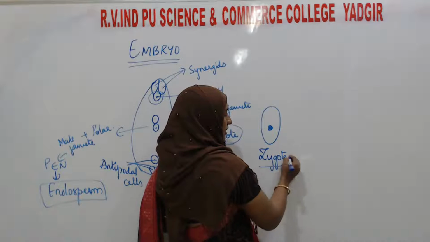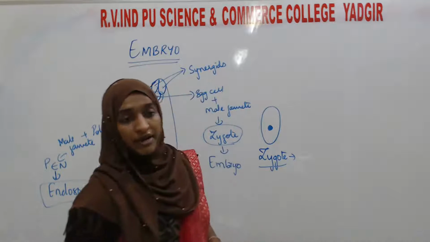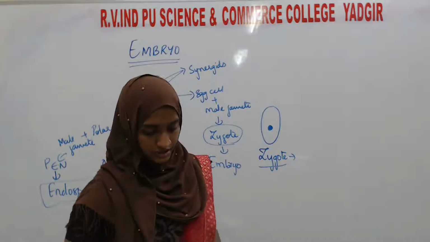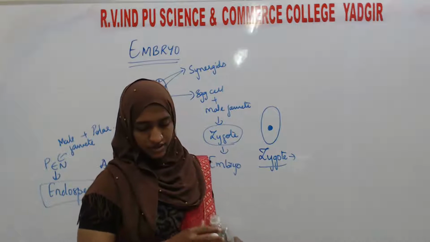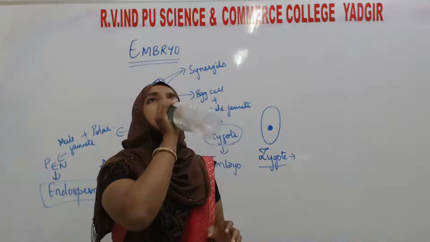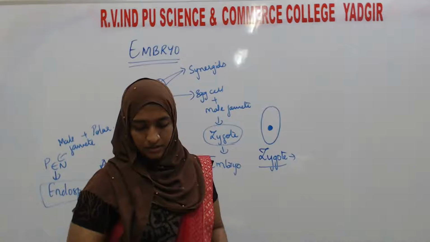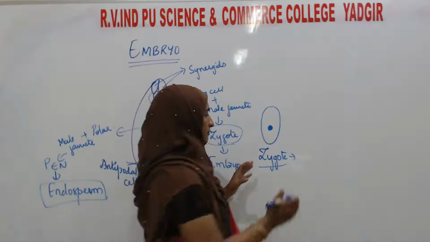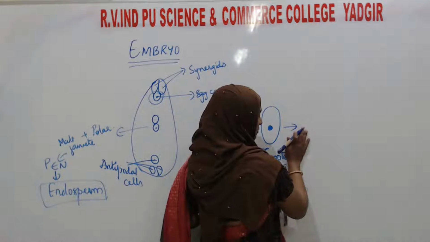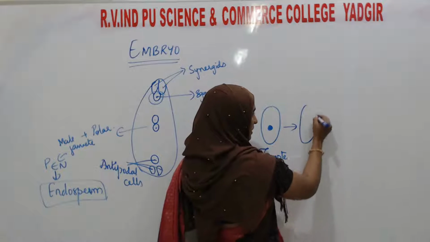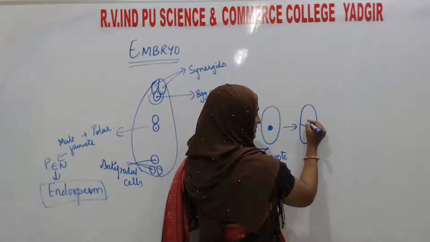This zygote will undergo mitotic division. Which division? The mitotic division. So this zygote, after undergoing mitotic division, will form a two-cell stage.